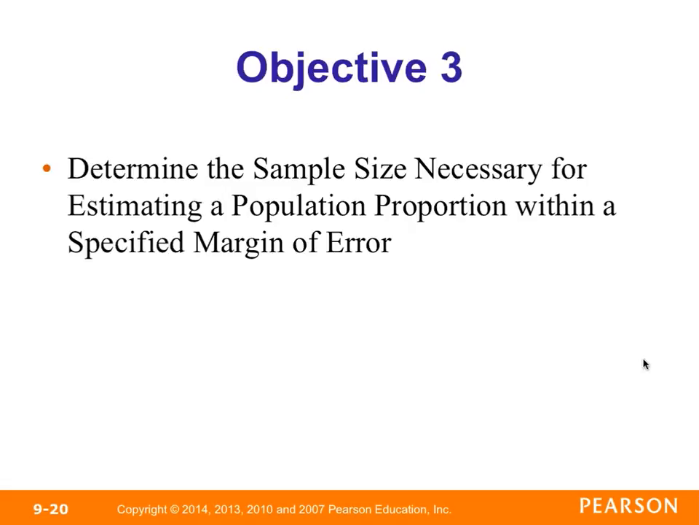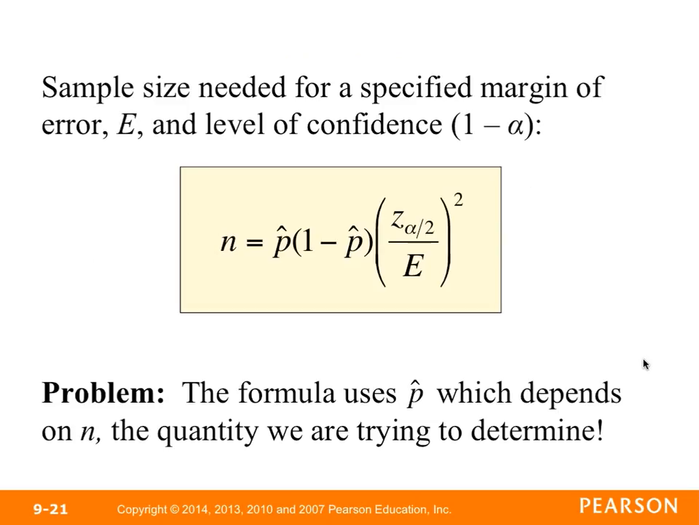Okay, now the third objective in this section is to be able to determine the sample size that's needed for estimating a population proportion. So in order to do that, all you have to do is take p hat, which is your point estimate, times 1 minus p hat, and then you multiply that by the critical value divided by e, which is a specified margin of error, and you square that. But you just square this last part, not the entire thing. So you might, in your calculator, want to do this portion first, your division, square it, and then multiply by these two numbers.